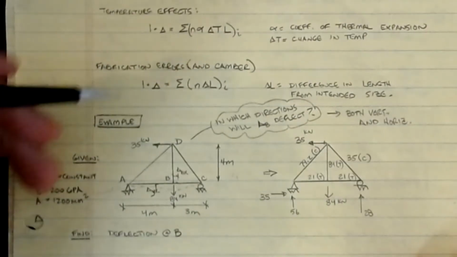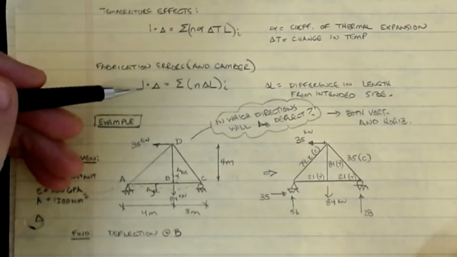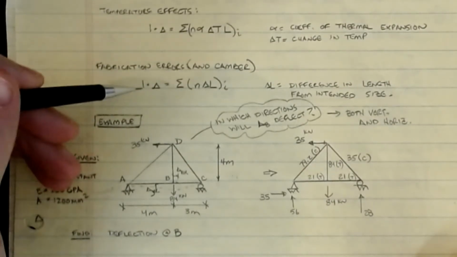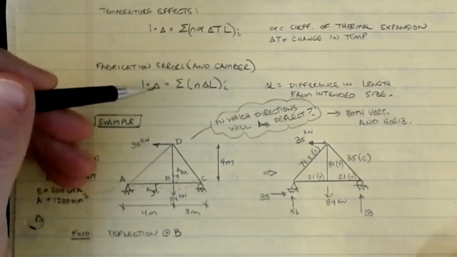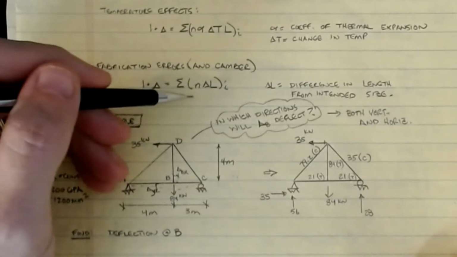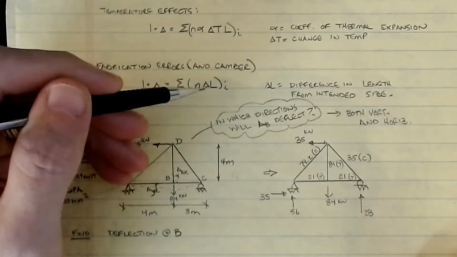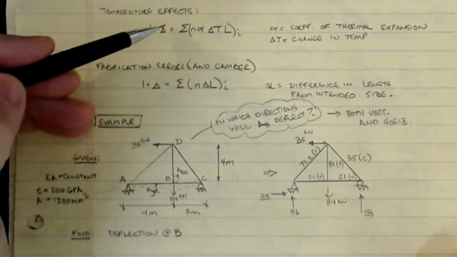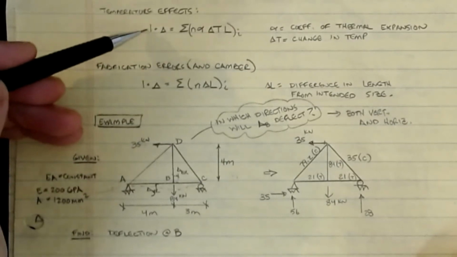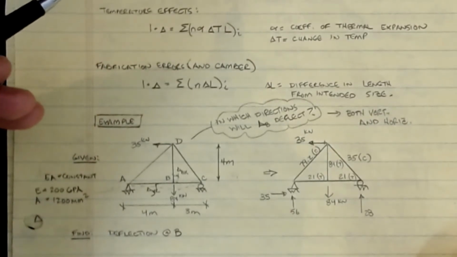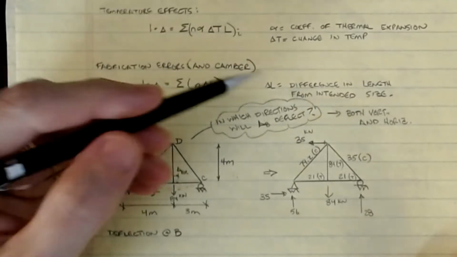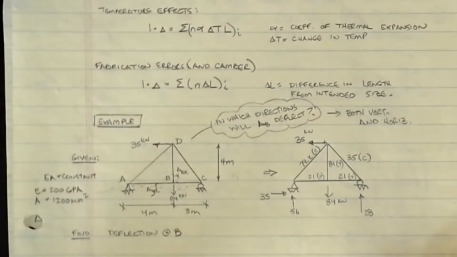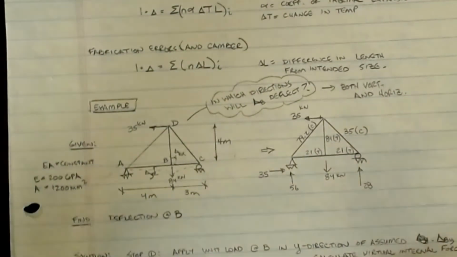And then we can also do fabrication errors, where maybe the member was created just a little bit too long. Then the work done by that system, 1 times delta, is the sum over all of the members of the virtual load times the change in length. So it's all energy equations, and they all have this form of 1 times delta, because that's the unit load on this. The delta L in this equation will be the difference in length between the intended size and what you actually put.